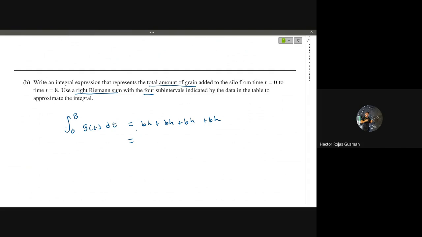Okay. So if you look at your table, the first base goes from 1 to 0, so you're going to subtract them. And for the height, you can either select G of 0 or G of 1, but we have to select the right value. And the right value is 15.1. On the second rectangle, the base is going to be found by doing 5 minus 1. And the height is the right value, so 20.5. Then the next base is going to be 6 minus 5 with a height of 18.3.